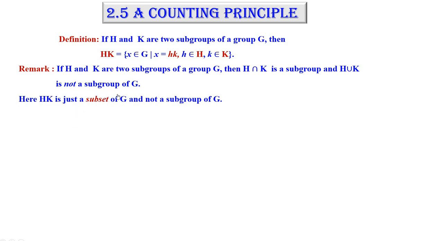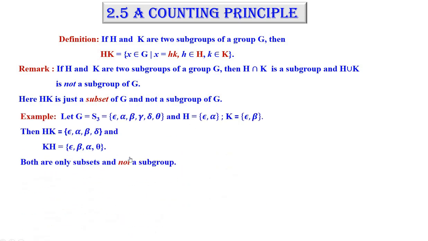So we can see from the following illustration that HK is just a subset of G and as such is not a subgroup of G. For example, consider G to be S3, which we have been using, the set consisting of epsilon, alpha, beta, gamma, delta, theta. And we consider these two subgroups, namely H, which consists of epsilon and alpha, and K consisting of epsilon and beta. Now we consider the product HK.